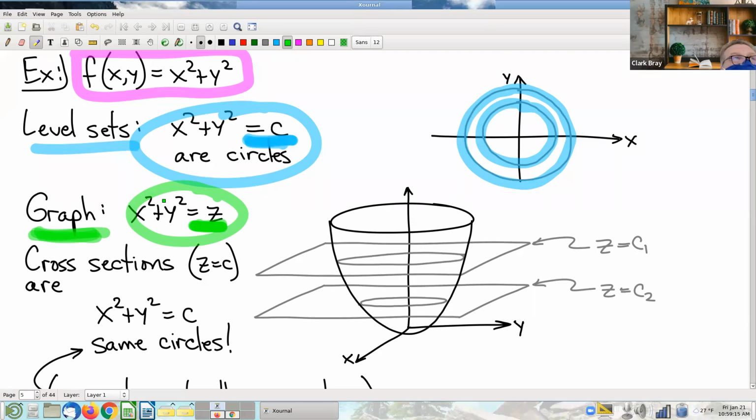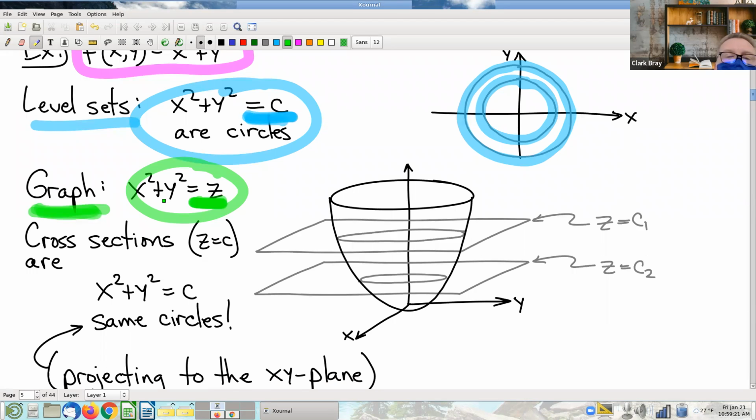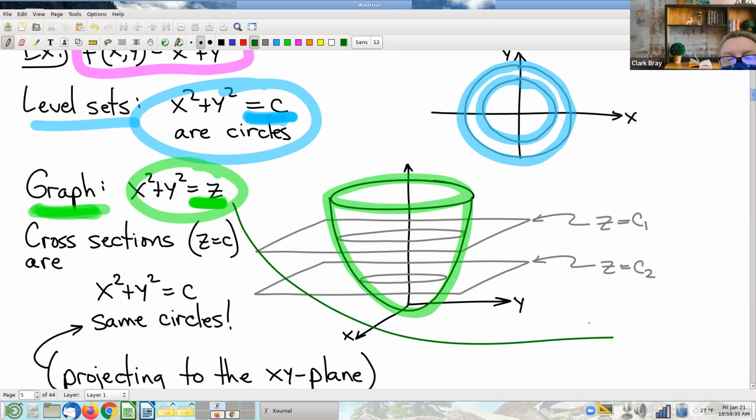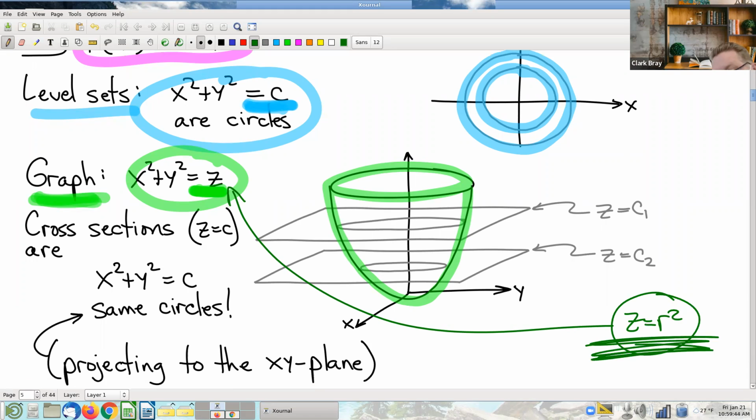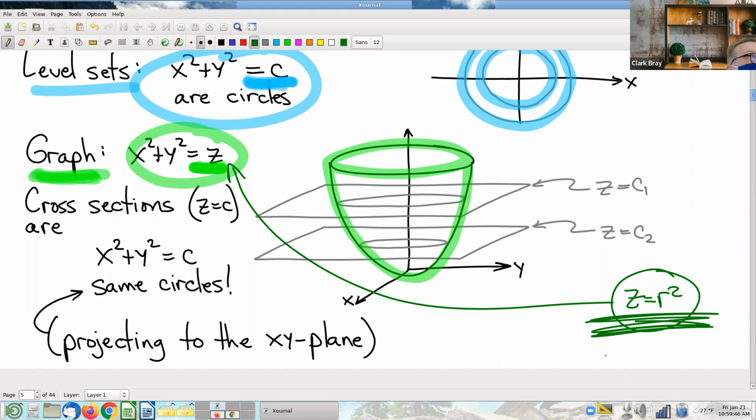I'm going to make an assertion here, and we'll see this bear out over time. It is a kind of a bowl looking thing, kind of like that. Here's the quick argument that I'm going to give to persuade you of this. I could rewrite this equation as z equals r squared, and that's an equation in cylindrical coordinates with no thetas in it, right? And as we talked about last time, if there's no thetas, then it's rotationally symmetric, and you can just look at a cross section.